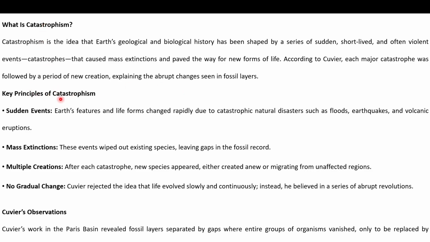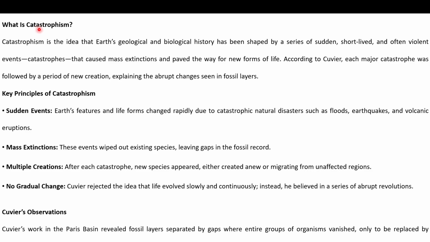So, what were the principles of this theory? Sudden events. Earth's features and life forms changed rapidly due to catastrophic natural disasters like floods, earthquakes, and volcanic eruptions. Mass extinctions. Due to these sudden events, the existing species were wiped out, leaving gaps in the fossil record. Then multiple creations, and after each catastrophic event, new species appeared, either created anew or migrated from unaffected regions.